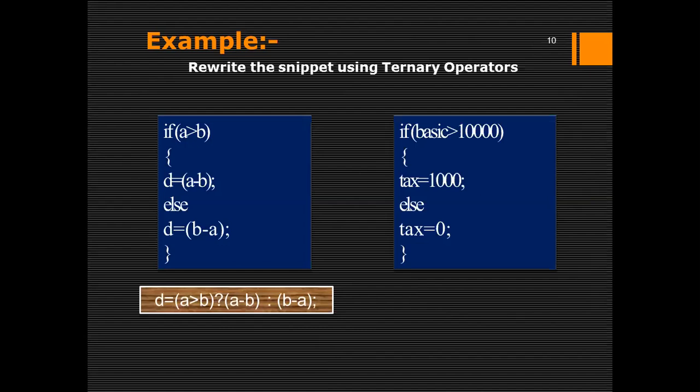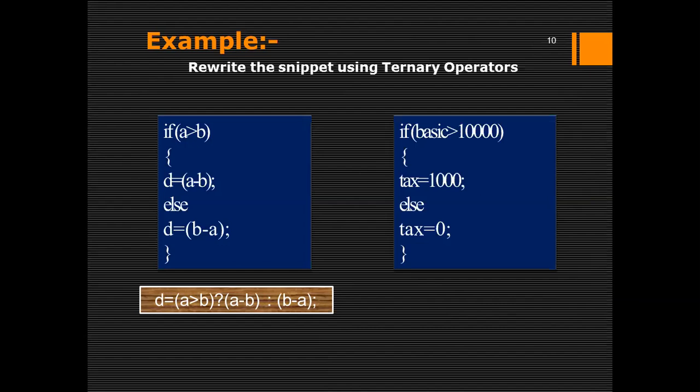That is, D is equal to, if A greater than B, whatever is the condition, if it is true, that has to be written before the colon, and whatever is to be done if the condition is false, that has to be written after the colon. So our ternary operator statement will be D is equal to, if A greater than B, then A minus B, otherwise B minus A. Look at example number 2.